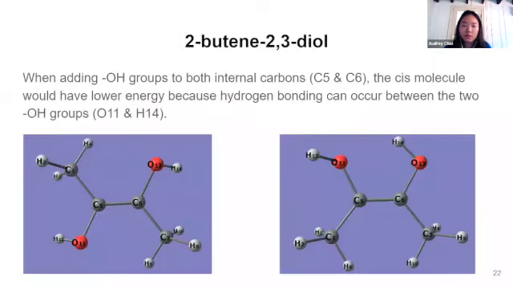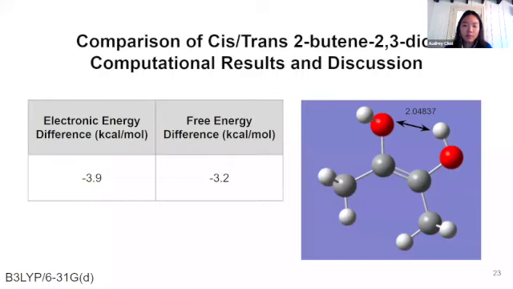And then I wanted to see with 2 hydroxyl groups, so I added them to the internal carbons first, because there they would be close enough, or possibly close enough, to have a hydrogen bond occur. And so I thought the cis molecule this time would have a lower energy compared to the trans. And my results did show this.